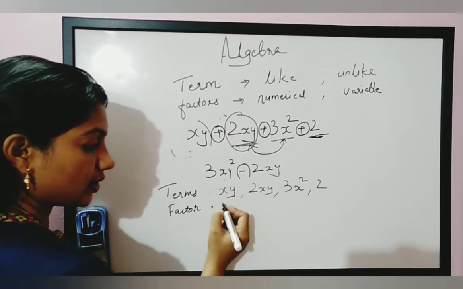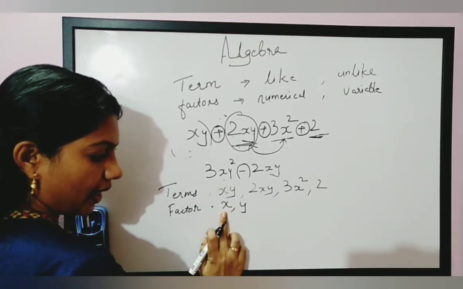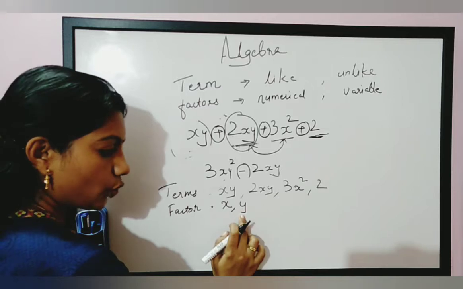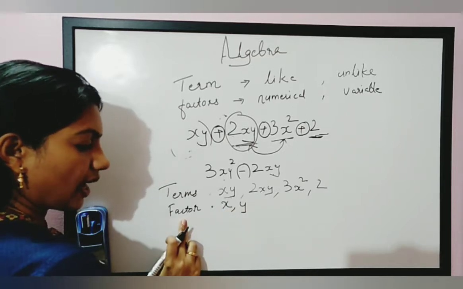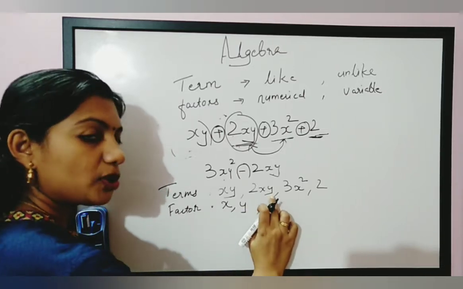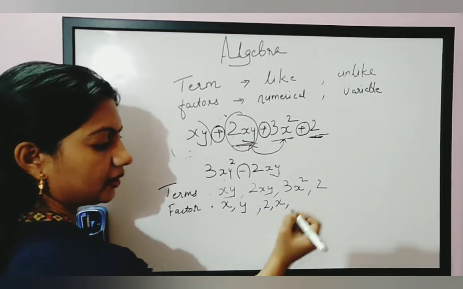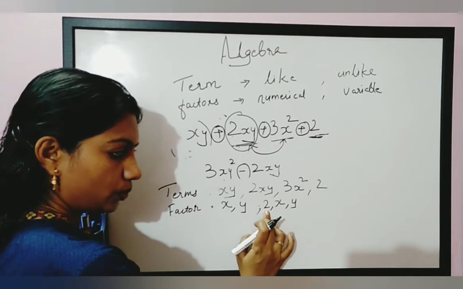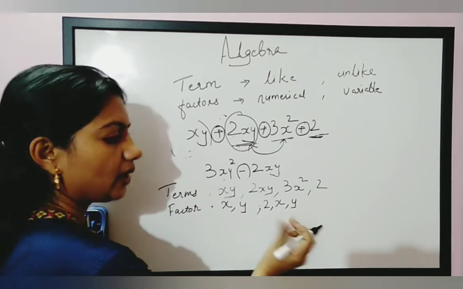How do you find the factors? Factors are nothing but the products of this. So, x, y. X into y makes the term xy. So I can tell the term xy can be factorized as x and y. Now the term 2xy. 2 is a factor, x is a factor, y is a factor. I get 2xy by multiplying 2, x and y. So I say for 2xy, the factors are 2, x and y.